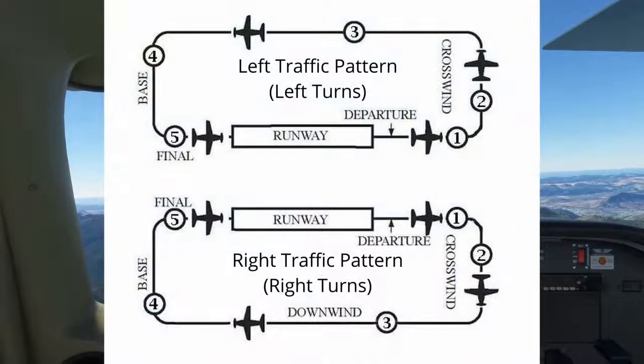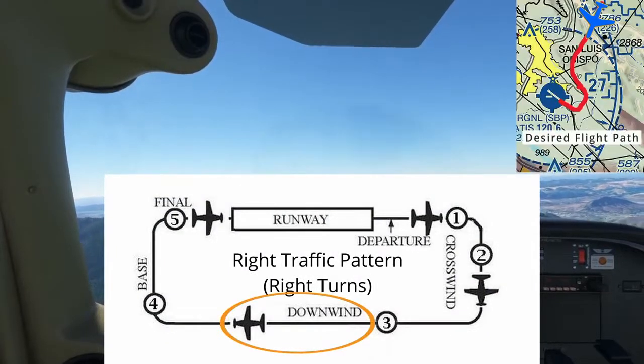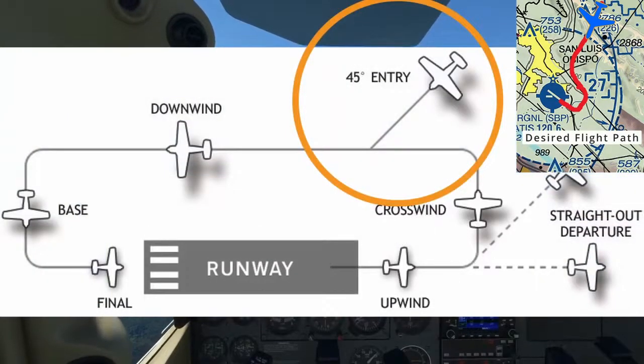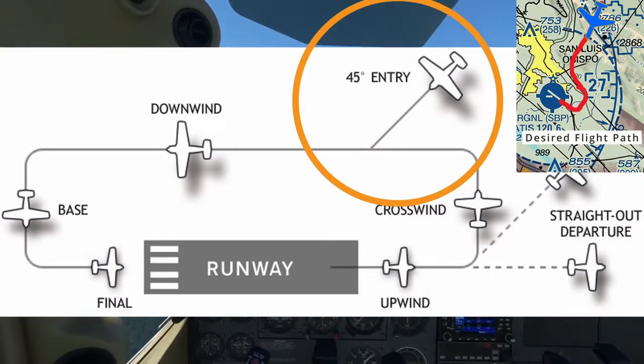The tower instructed us to make a right downwind for runway 29R. Looking back at the traffic pattern diagram, we'll be entering the downwind leg, which is the leg of the pattern which runs parallel to the runway in the opposite direction. The proper way to enter the downwind is on a 45-degree angle. It doesn't need to be a perfect 45-degree entry, but try and get as close as you can, as this will allow you to fit nicely in the traffic pattern, while also giving you an opportunity to see other traffic that may already be in the pattern as you approach the downwind leg.